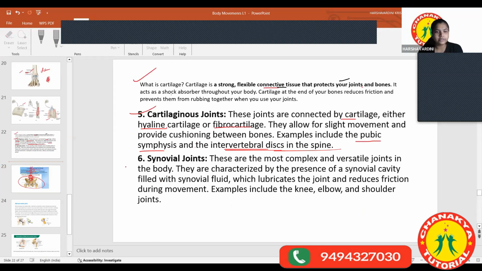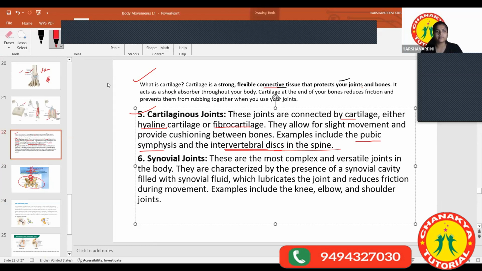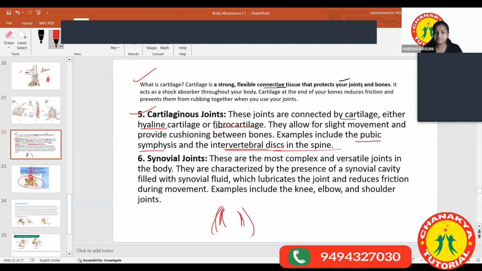Now coming to synovial joints. These are the most complex and versatile joints in the body. They are characterized by the presence of a synovial cavity and synovial fluid. We already saw synovial fluid and the synovial cavity. The synovial cavity is nothing but the synovial membrane. Just a cavity, and inside that synovial fluid will be present. Obviously, it helps in lubrication to reduce friction during movement. Examples include the knee, elbow and shoulder joints, wherever the movement is very, very high. There all synovial fluid will be present.